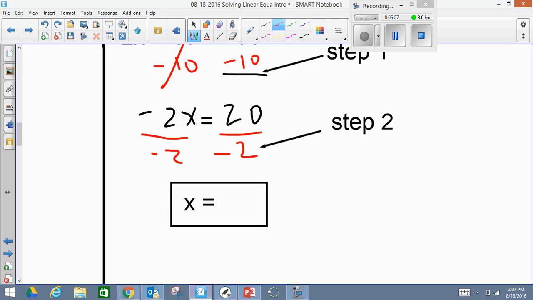Now, -2 divided by -2 is going to give you 1, so I'm going to have 1x. On the other side, you're going to have 20 divided by -2, which is -10. I do not need to have that 1. Okay, so you can have the 1 or not.